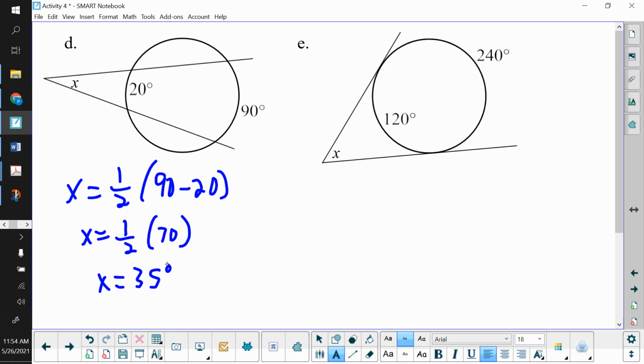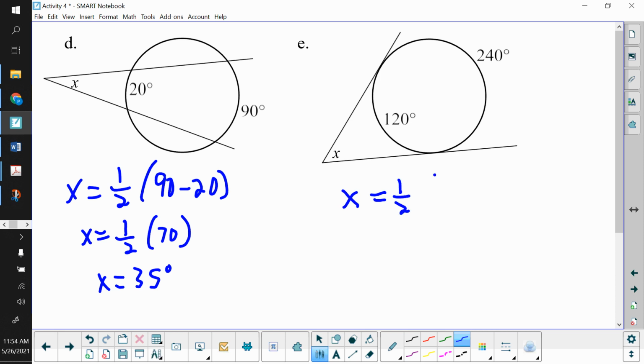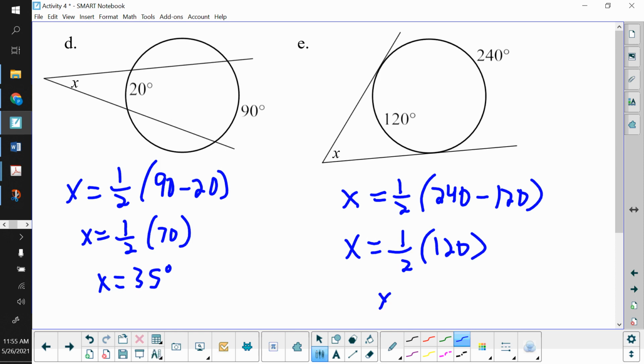Now in E, they actually gave us more information than we needed. If there's only going to be 2 arcs, they could really just give us one of the arcs because the other one can be found by subtracting from 360. So say they hadn't given us this 120, but they gave us the 240, we could just do 360 minus 240 to then get the 120. So we might not always get that second arc when you have a tangent. So we'll have our angle equals 1/2 the outer arc minus the inner arc. So that's going to be x equals 1/2 times 120. So in other words, x is equal to 60 degrees.